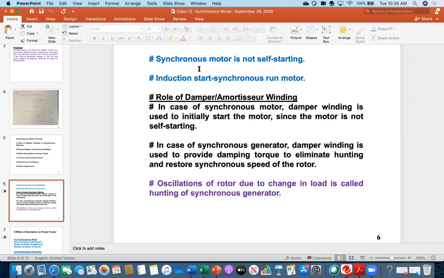That's why sometimes, instead of just synchronous motor, if you see this book or any other literature, its other big name is induction start synchronous run motor. Ultimately it is a synchronous motor, but first it will start with the principle of induction, and later it will be synchronized to provide you a constant speed. Now, what does that mean? Why did I say that it is not self-starting? So let's have a look.